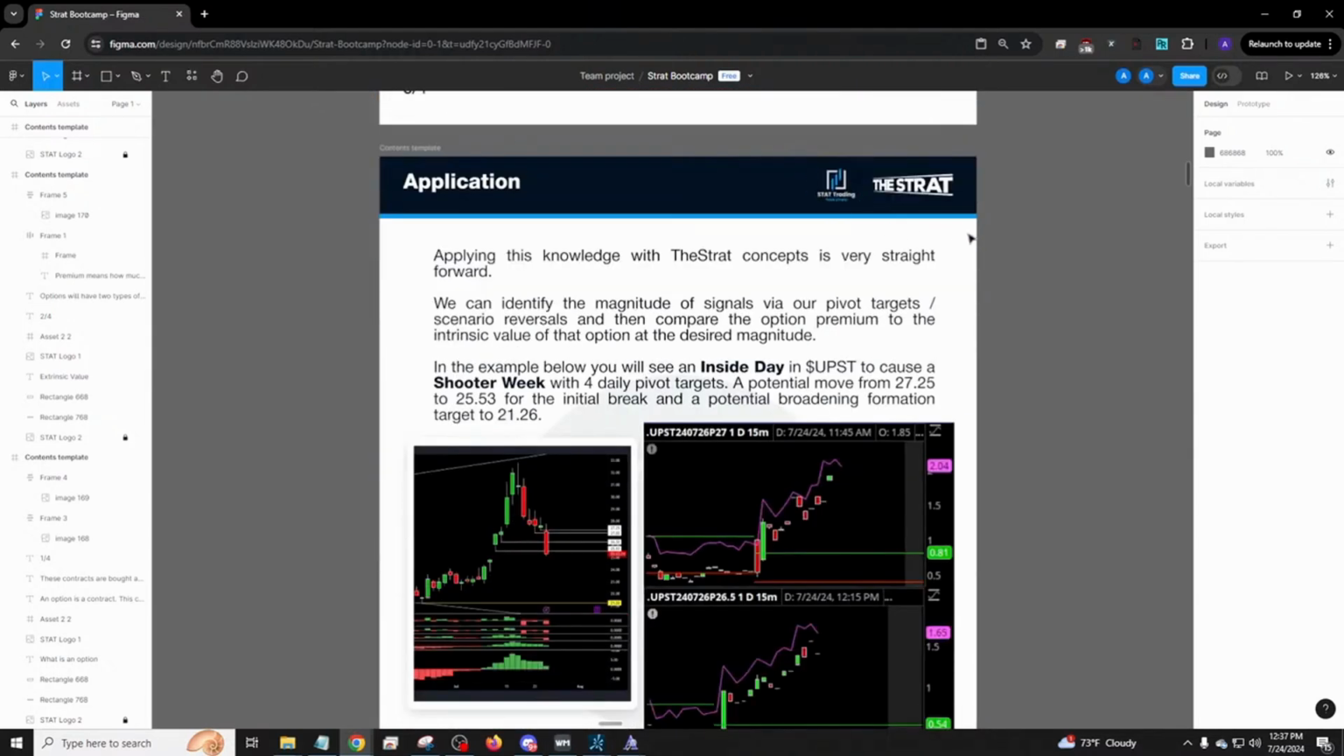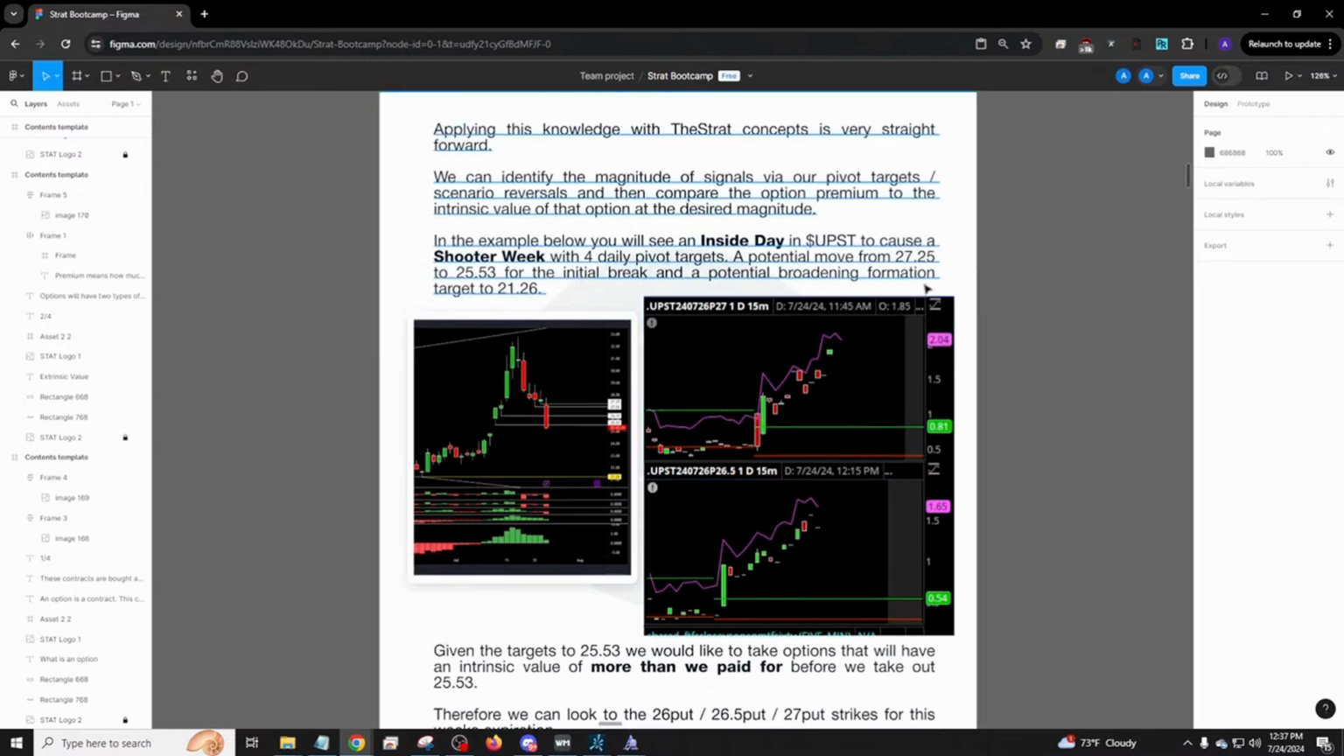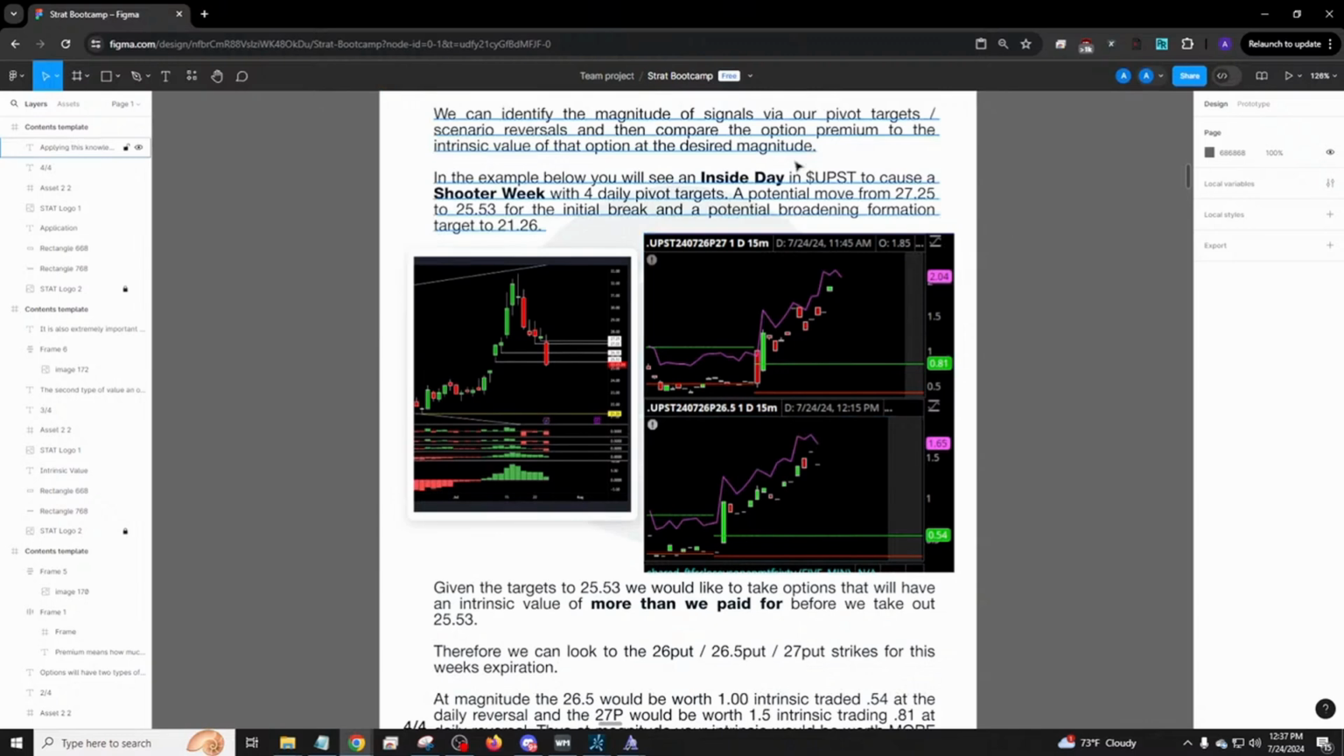As far as application goes, it's very straightforward and it should make sense. If we can identify the magnitude of our signals via pivot targets and reversals, like a 2-2 has a magnitude, or a 3-2-2 has a magnitude, we can compare the option premium that we would have to pay to the intrinsic value of that option at the magnitude. So in this example below, you'll see Upstart.